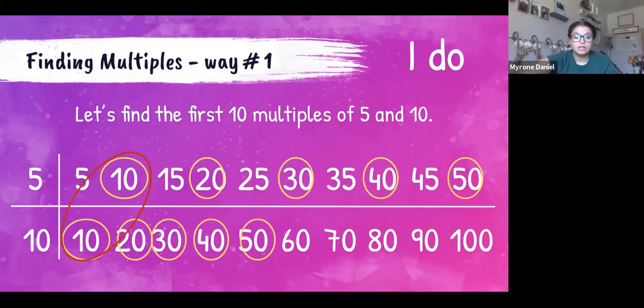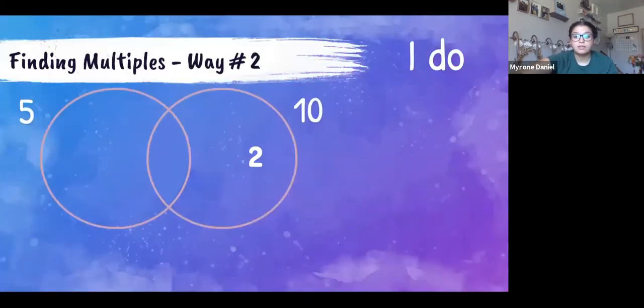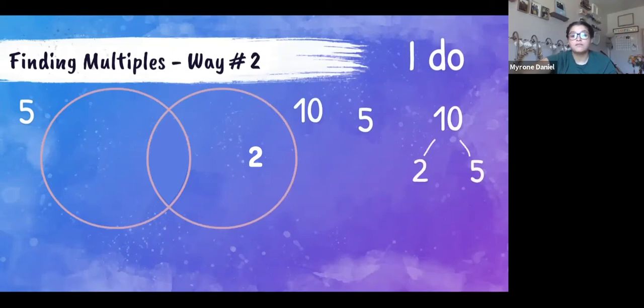Now, let's do it the second way by doing the Venn diagram. So first I'm going to do my factor tree in order to find the factors of these numbers, and this will help me find my least common multiple. So we have 5, that is a prime number. That one doesn't factor out, but 10 does. 10 does factor into 2 times 5. So those are going to be our factors.